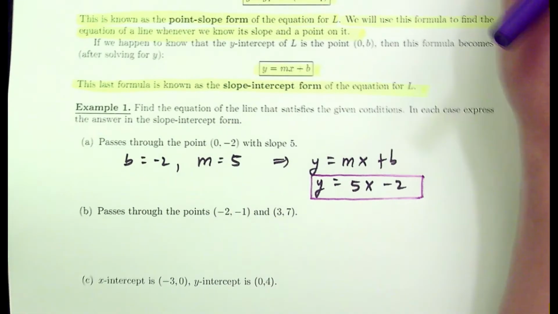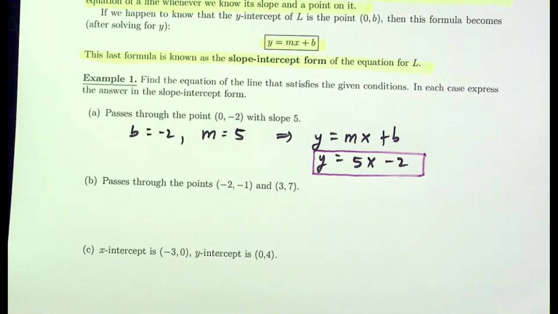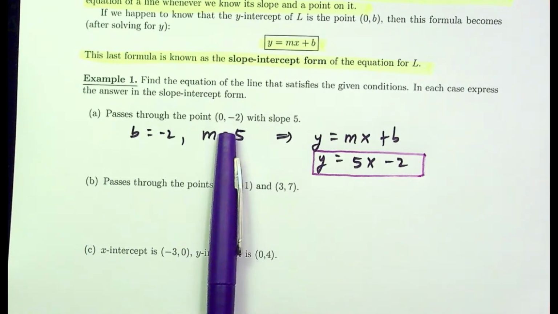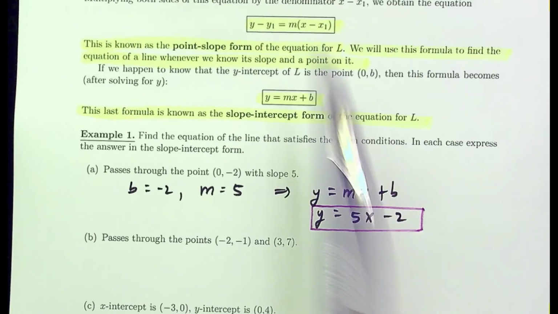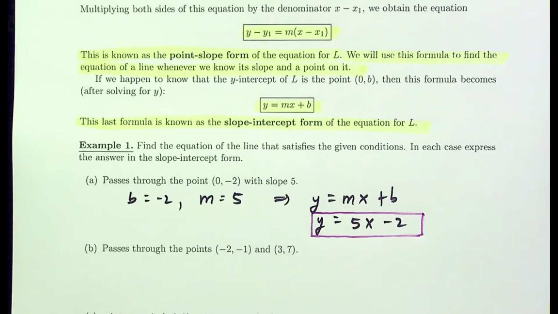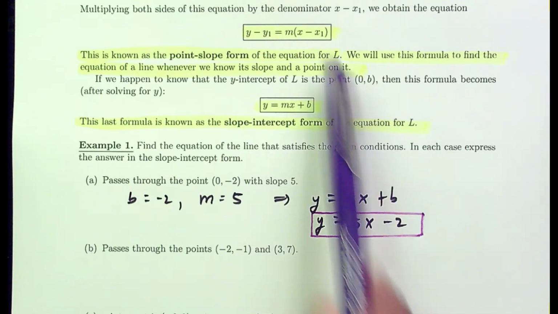So if they give you the slope and the y-intercept, you see that's really quick. Sometimes they will not give you the slope-intercept form like this one. In that case, all you have to do is use this formula instead. It is not much harder, so just use this formula instead.